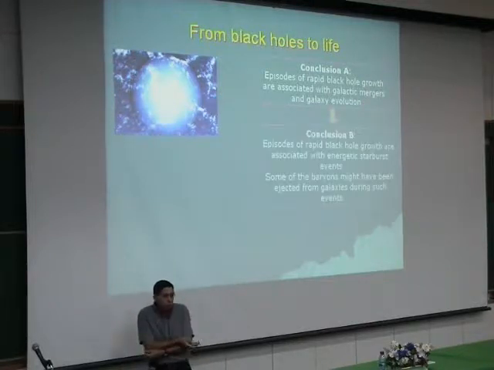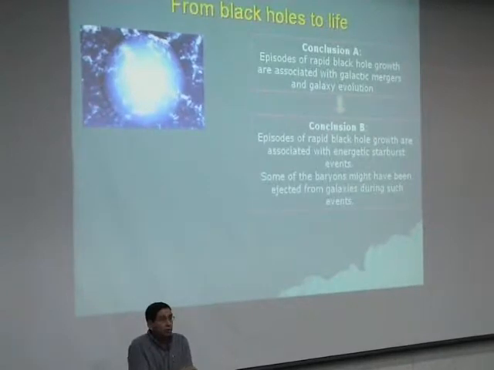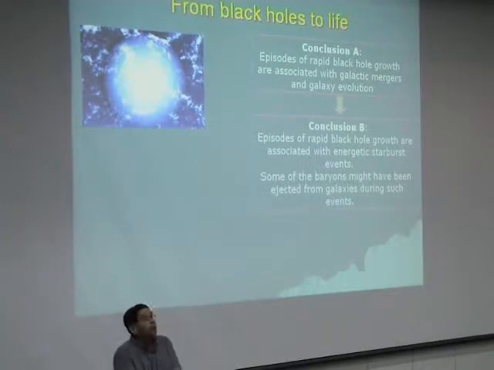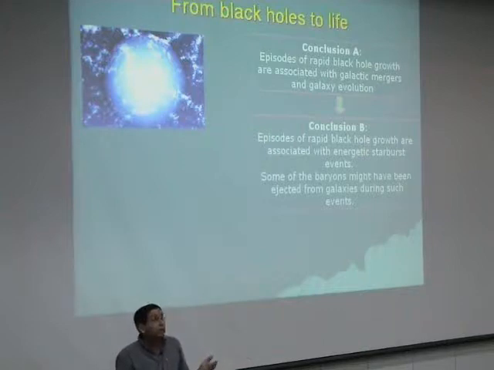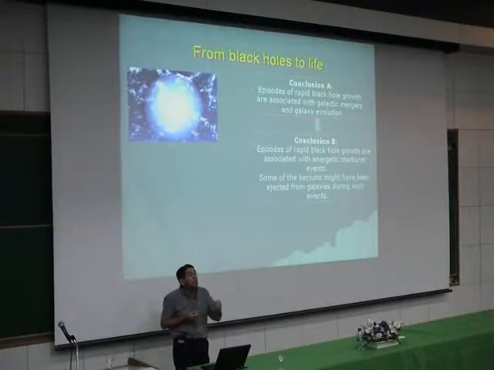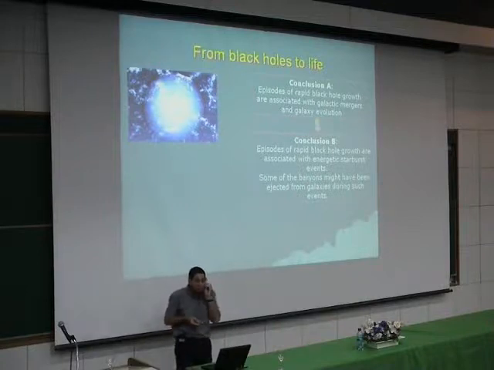The other one, conclusion B, is that episodes of rapid black hole growth are associated with energetic starburst events. You saw the simulation, you saw some X-ray spectra that seem to support this idea. And some of the baryons might have been ejected from galaxies during such events. You remember that only 20% of the baryons in the universe are seen in galaxies, and we think that more than half the baryons are between galaxies. These might be cases where the baryons are driven away from the galaxies, and in fact, some of them we don't see even nowadays. We start to see them, perhaps. Most of the baryons we don't actually see, and they might have been driven from galaxies during such events.